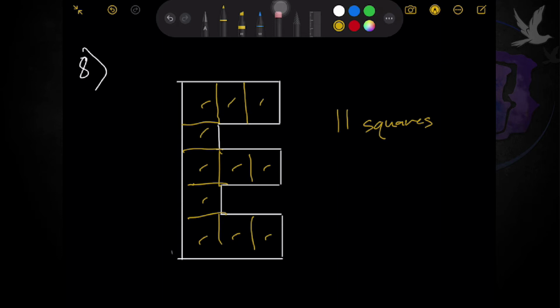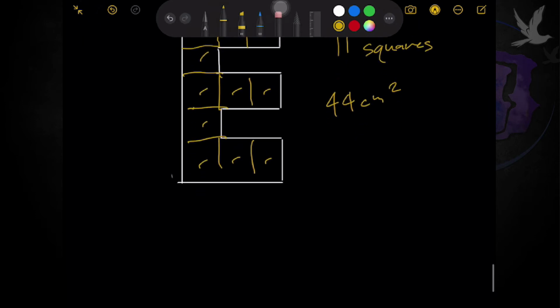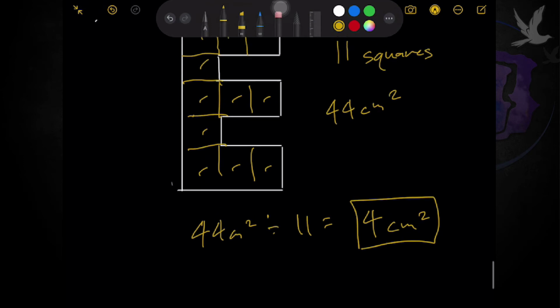And it says there that the total area of this is 44 centimeters squared. So to get the area of each square, all you need to do is get 44 centimeters squared divided by 11. And our answer here is 4 centimeters squared. Is that the answer? No. What you're tasked to solve for is the perimeter. Find the perimeter of the figure.